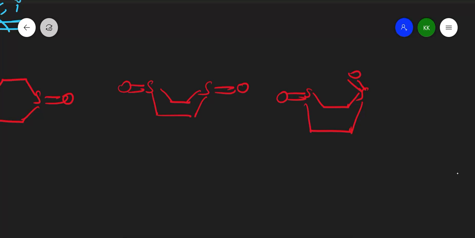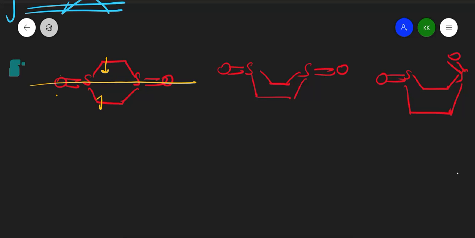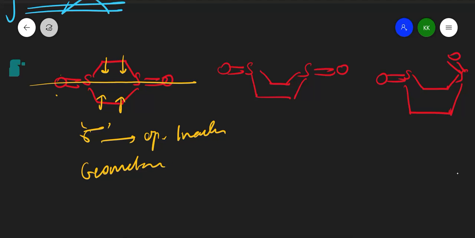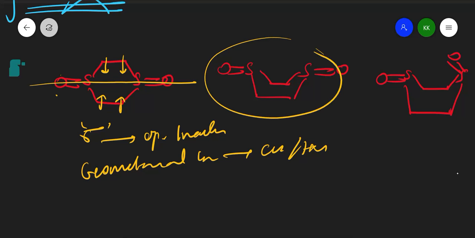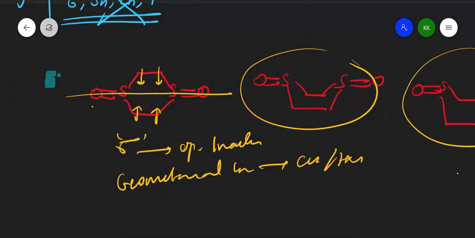So cis-trans geometrical isomerism they will exhibit, I told, because they will have a plane of symmetry. If I take a plane, that plane will cut this oxygen and sulfur into equal halves, and this CH2 will be the mirror image of that CH2. So it will have a plane of symmetry, and a plane of symmetry means it will be optically inactive. So such compounds will show geometrical isomerism, that is cis or trans, like above. I have discussed these things in sulfur compounds thoroughly, so I am not going to tell the answer here, right?